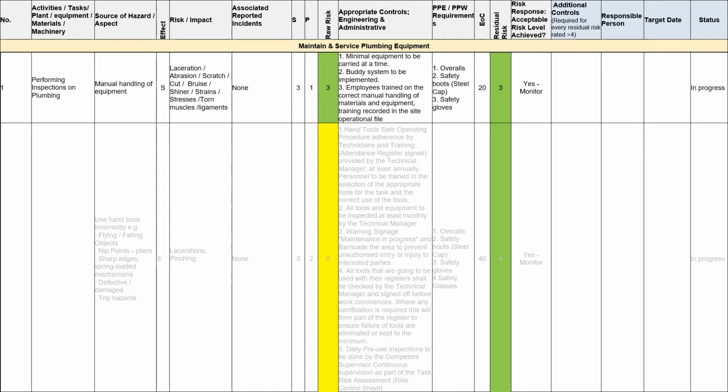Our effectiveness of controls has been rated as a 20% risk rating control. Although not very high, our residual risk has not been impacted. However, since it is still low, it is an acceptable risk. You will notice in the next column, the risk response, is it ALARP, has as low as reasonably practical been achieved? In this case, it has been achieved, but we still need to monitor the situation. Should we have received a yellow or red residual risk, we would obviously put in additional controls. These would be required for every residual risk rating higher than 4. Please allocate a responsible person to manage this risk and ensure a target date has been achieved.